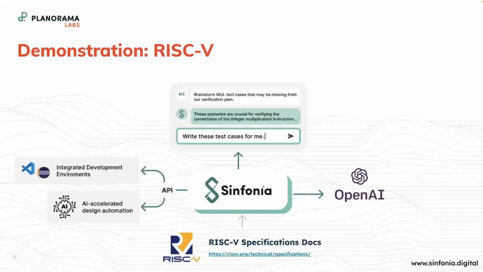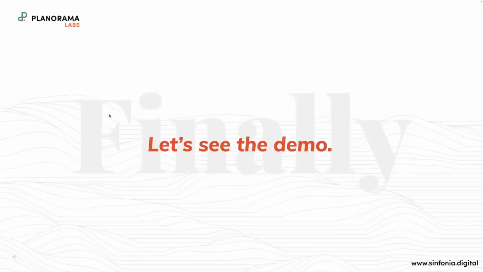Now we're going to slide over to the demo for Symphonia. Here, in this particular demo, we included the RISC-V specification documents from their website, and we're using OpenAI as a large language model. Again, that's for this particular demo. So I'm going to pause here and jump over to the demo. Give me one moment.